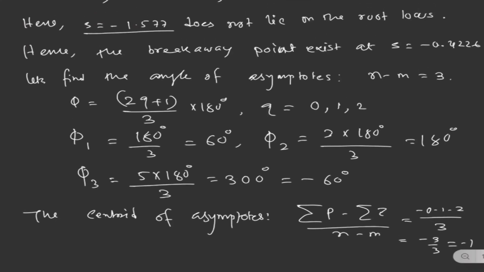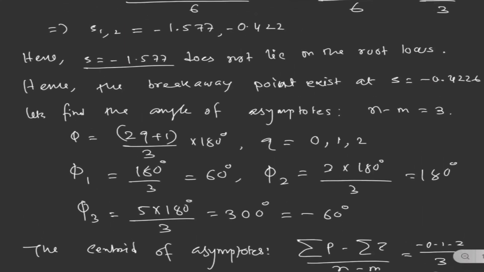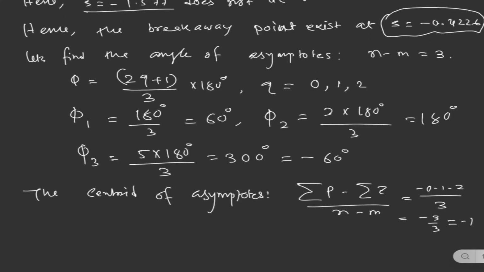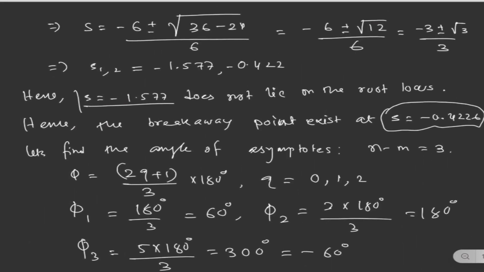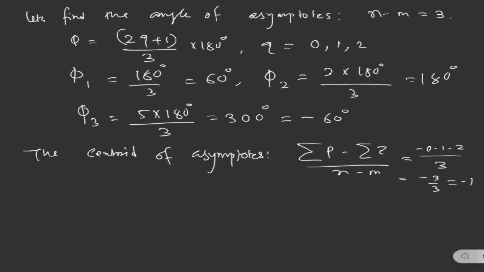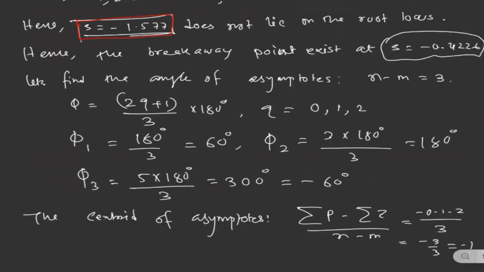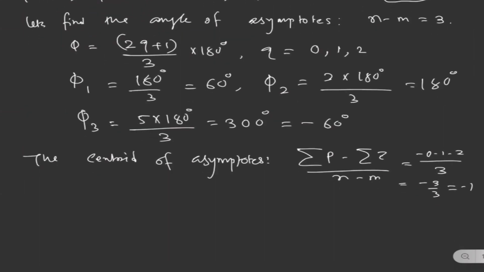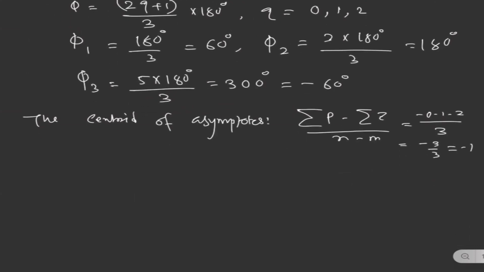So now I'll connect why we have taken this breakaway point. This is our breakaway point. So here the centroid is minus 1. That's why we can't take this value for the breakaway point. Now it is clear, I hope, why we have taken s equal to minus 0.4226 for the breakaway point. Now we'll find the point where the root locus crosses the imaginary axis.